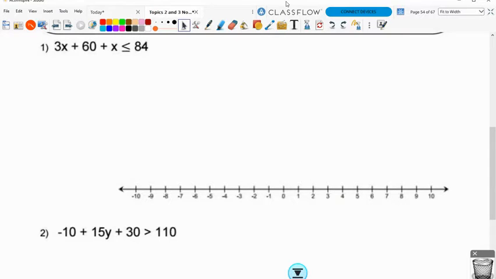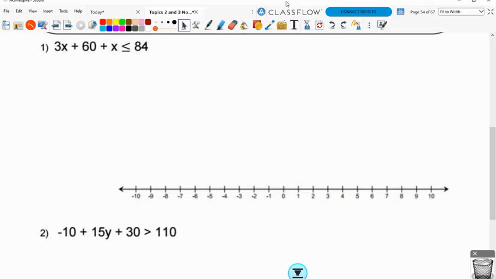In the first example, we have 3x plus 60 plus x is less than or equal to 84. This is a multi-step inequality. Just like we saw with multi-step equations, we want to try to form a two-stepper out of this so that we can solve the inequality easier.